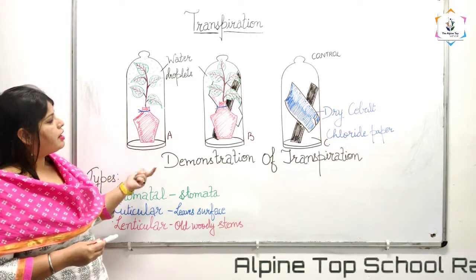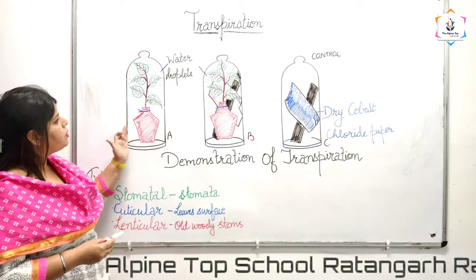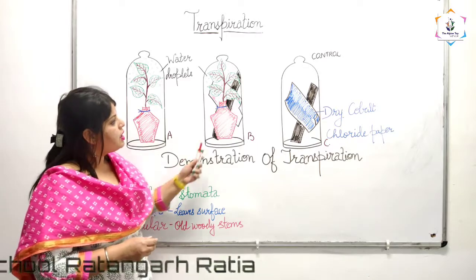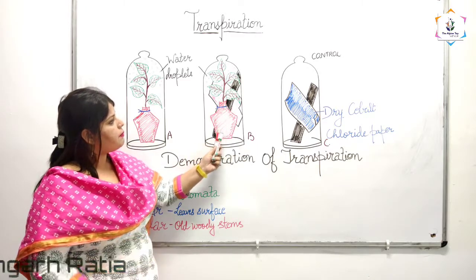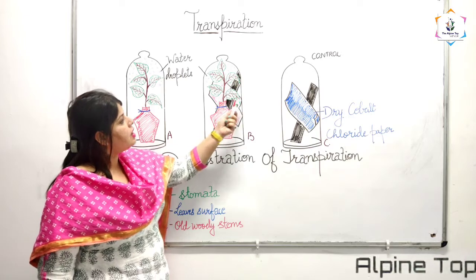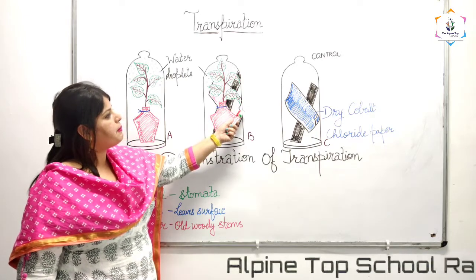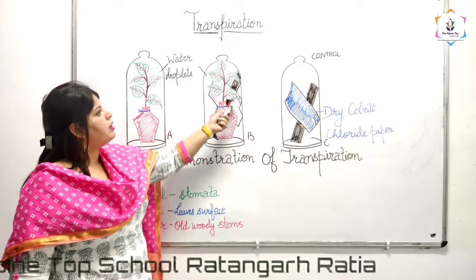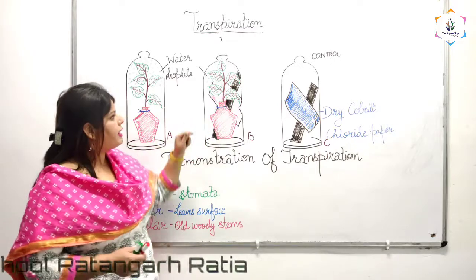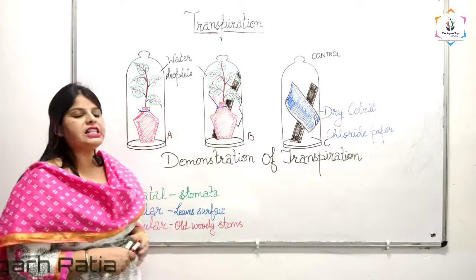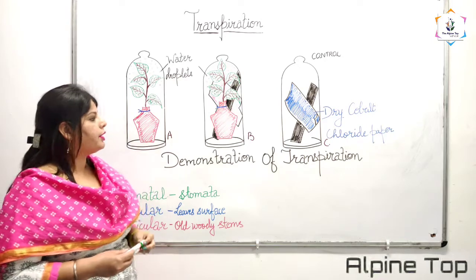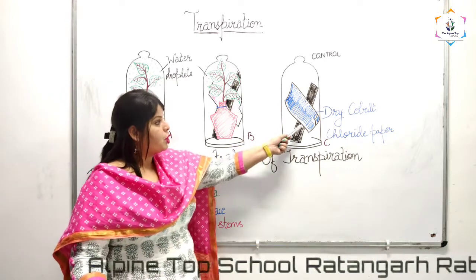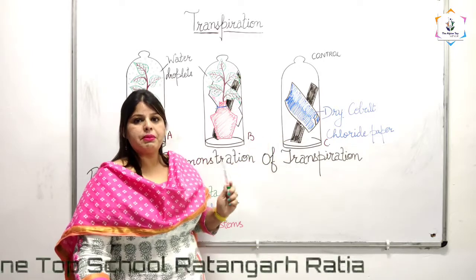In the first arrangement, only the well-potted plant is there. In the second arrangement, B1, we have the well-potted plant also, along with a cobalt chloride paper, which is attached to a wooden log so that we can check whether transpiration happened or not. And in the third one, C1, we only have the dry cobalt chloride paper.